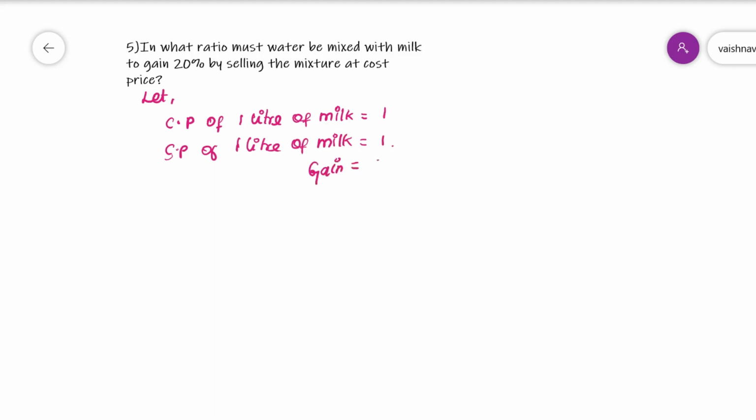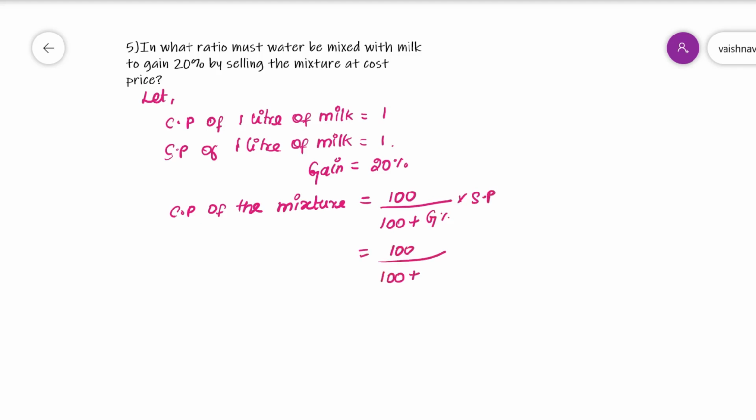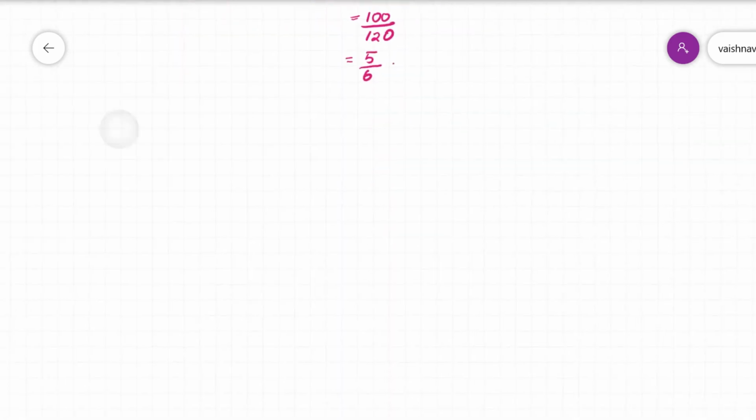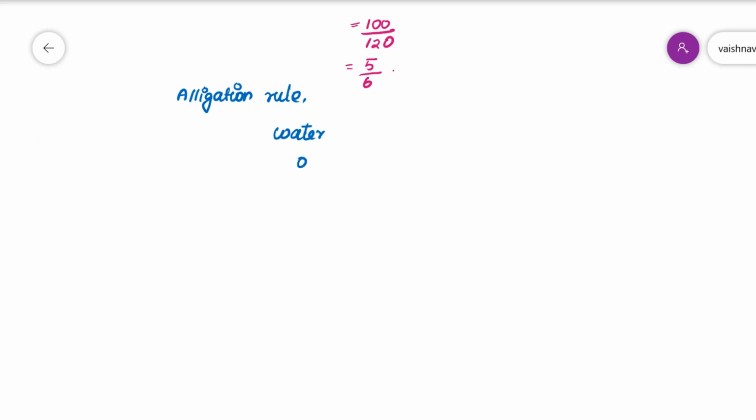Okay, so the cost price of 1 liter of milk is 1 rupee, meaning the selling price is also 1 rupee, but the gain I am getting is 20%. I am getting a gain of 20% even after selling the milk at the same cost price. Okay, it is the same as the previous problem I have solved. When you know the cost price and selling price, you have to find the cost price of the mixture and use the alligation rule, and simply solve the equation to get the answer.